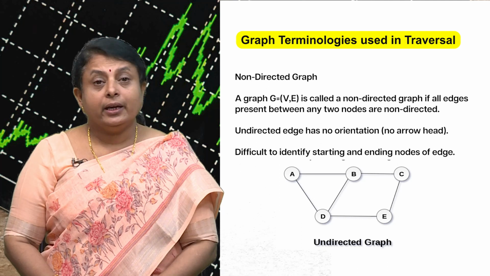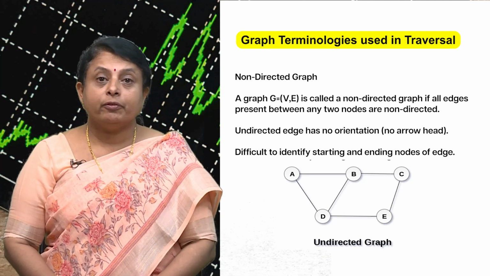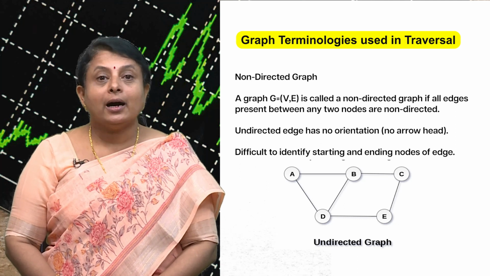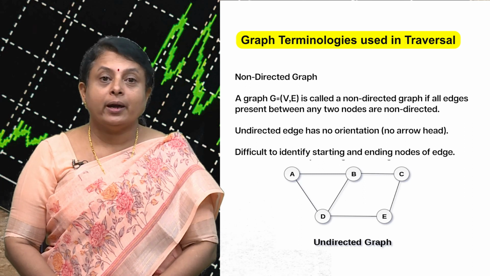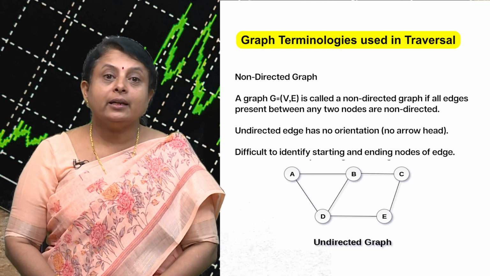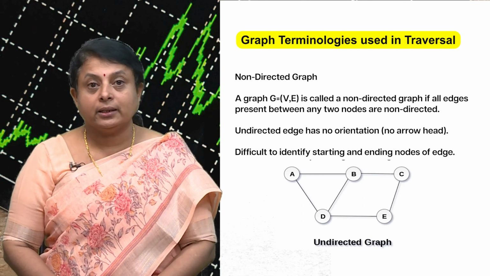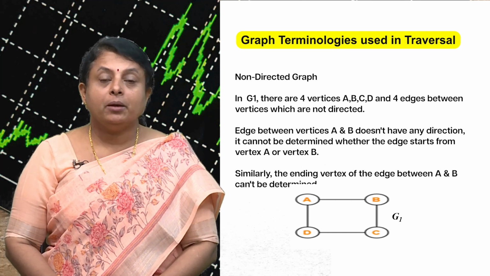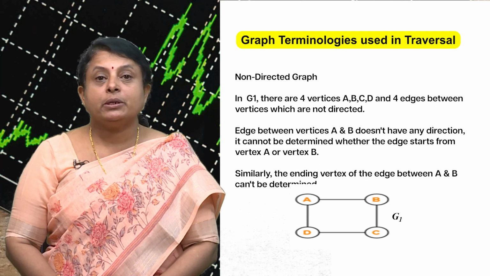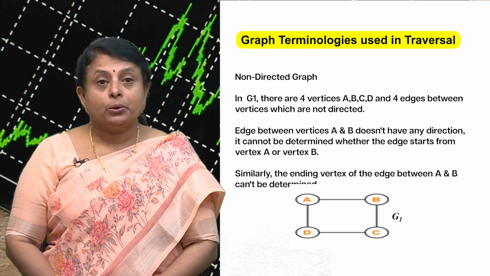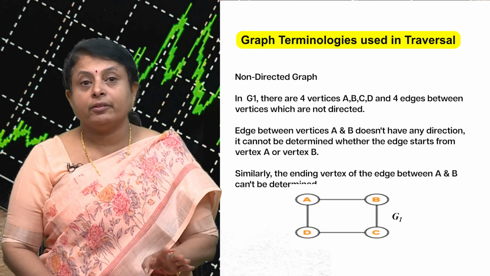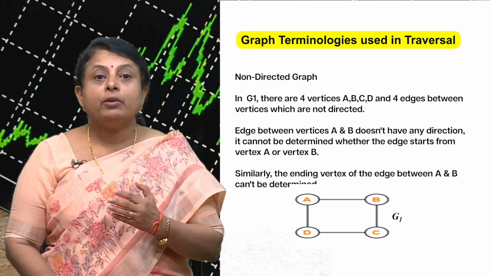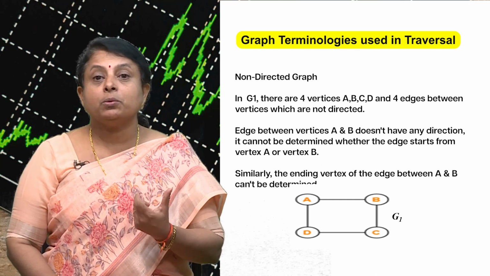Next, non-directed graph. A graph G = (V, E) is called a non-directed graph if all the edges present between any two nodes are non-directed. In a non-directed graph, an undirected edge has no orientation, that is, no arrowhead. It is difficult to identify the starting and ending nodes of an edge in the case of a non-directed graph. For example, in the graph G1, there are four vertices A, B, C and D, and there are four edges between the vertices which are not directed. So the edge between the vertices A and B does not have any direction, so it cannot be determined whether the edge starts from A or from B. Similarly, we cannot determine the ending vertex of the edge between A and B.